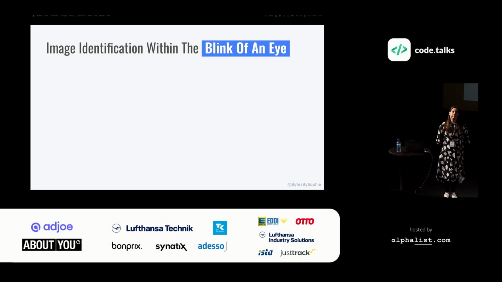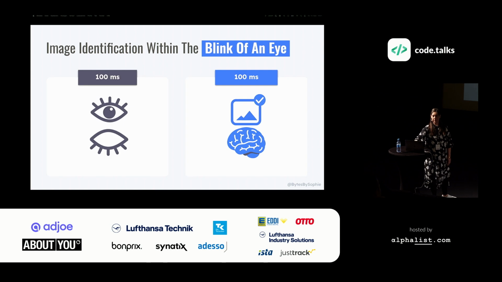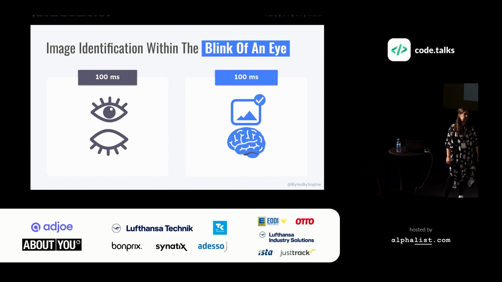The human brain can identify images correctly seen for as little as 100 milliseconds. That is roughly the time span of the blink of an eye. Newer research from MIT even suggests that we can identify images after seeing them for only 13 milliseconds. So our brain is obviously highly optimized towards image processing.